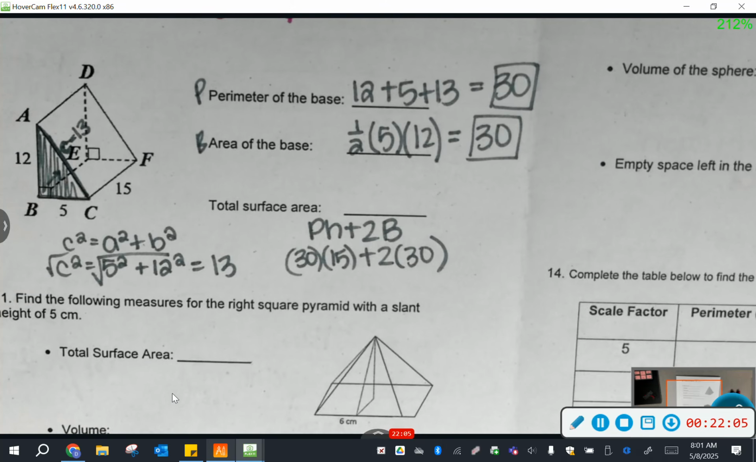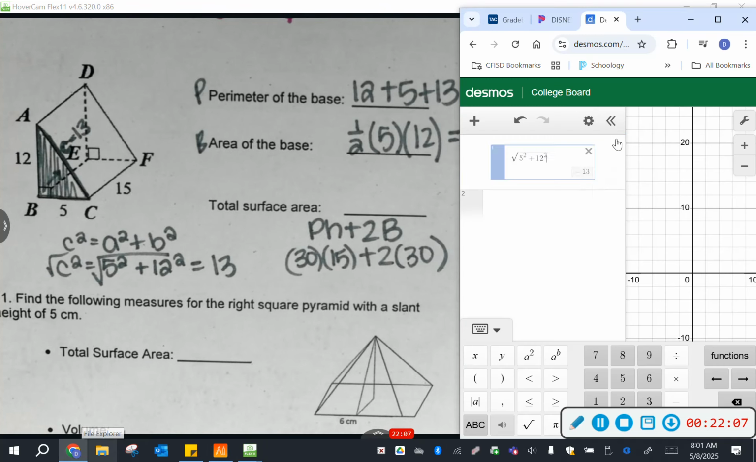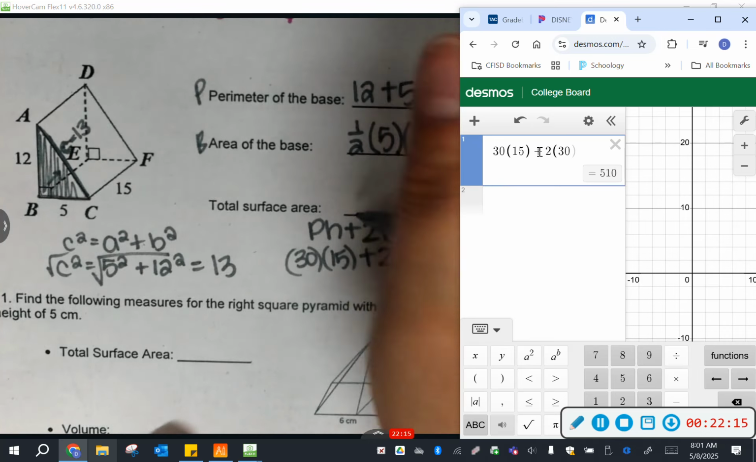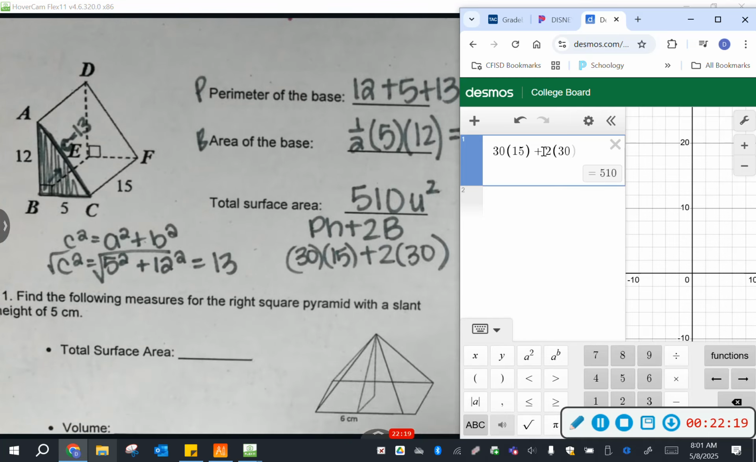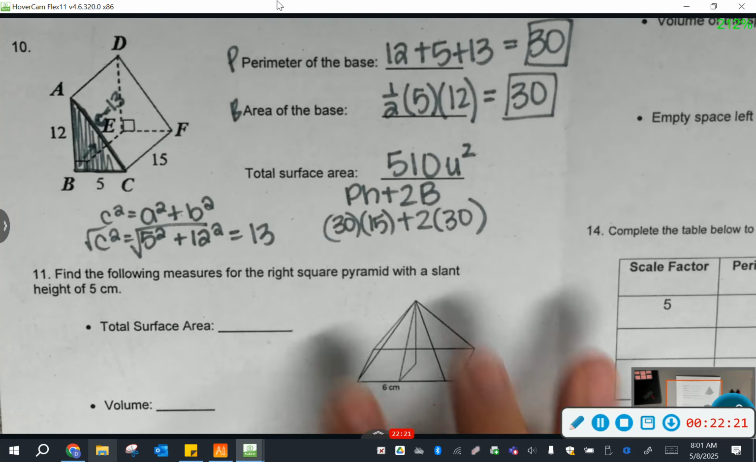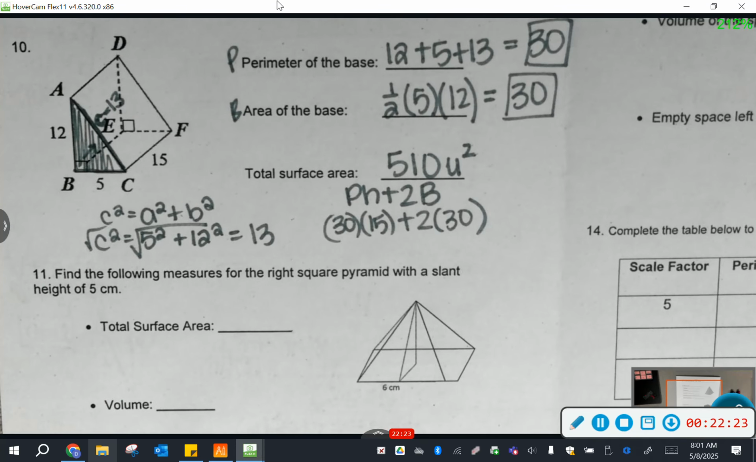And tomorrow the question will look like that where it guides you through them. So then you would do 30 times 15 plus 2 times 30, which is 510 units squared. What does that have to do with that? What is this question? That's the important question.